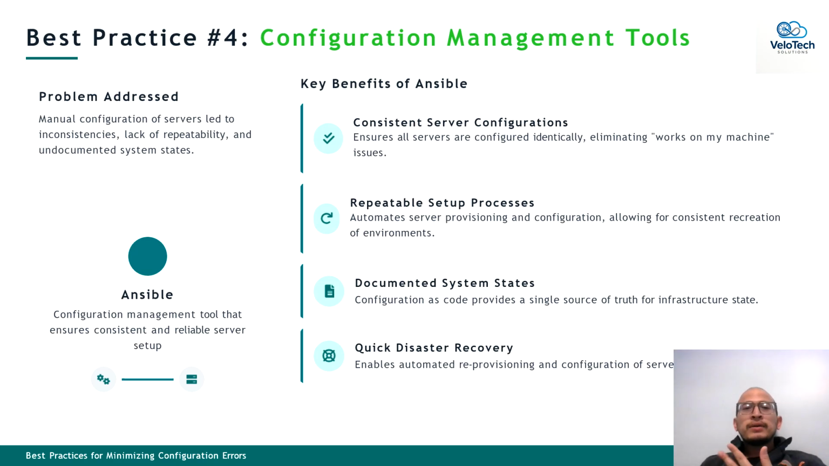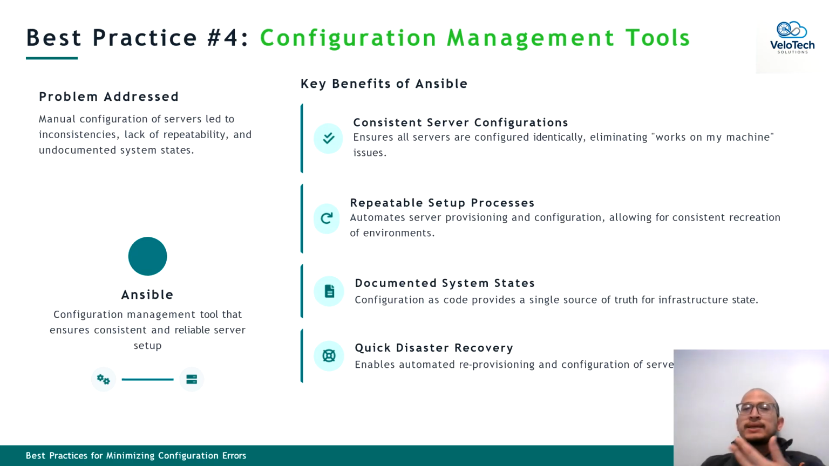Third, documented system state. With configuration as code, they now had a single source of truth for infrastructure state. Anyone could look at the Ansible playbooks and understand exactly how systems were configured. This documentation was always up to date because it was the actual code doing the configuration.